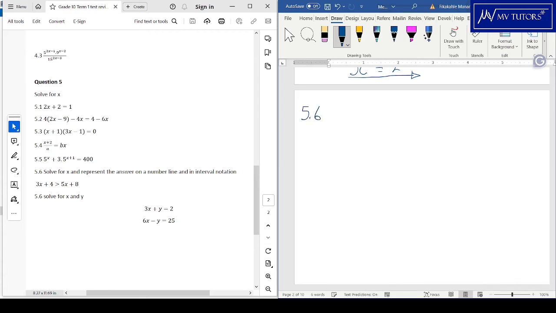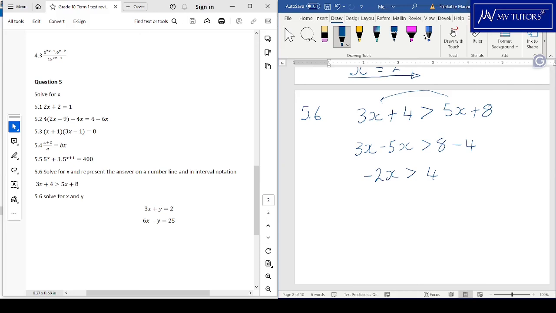It says solve for x and represent the answer on a number line and in interval notation. Okay, let's do it. 3x plus 4 is greater than 5x plus 8. So what I'm going to do, same principle of having variables on one side and numbers on the other. So I'm going to take this 5 to the other side, such that it becomes 3x minus 5x is greater than. Here I'm left with the 8, but I want to bring this number to the other side, which is minus 4. So 3 minus 5 gives me a minus 2x is greater than 8 minus 4 is 4.